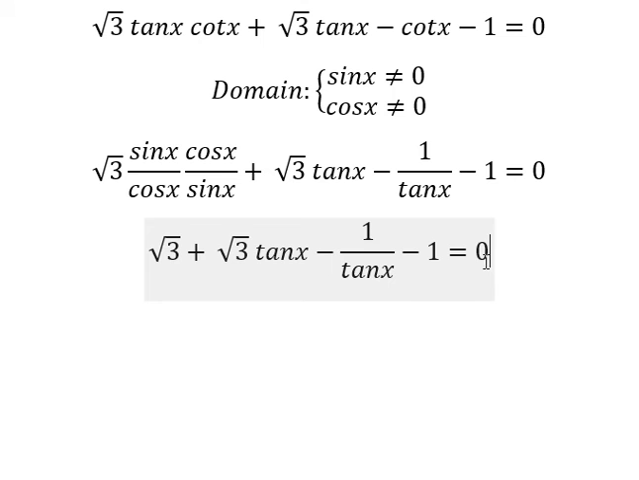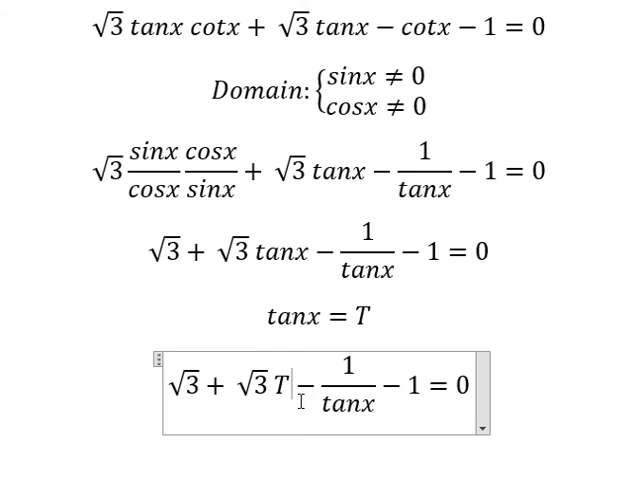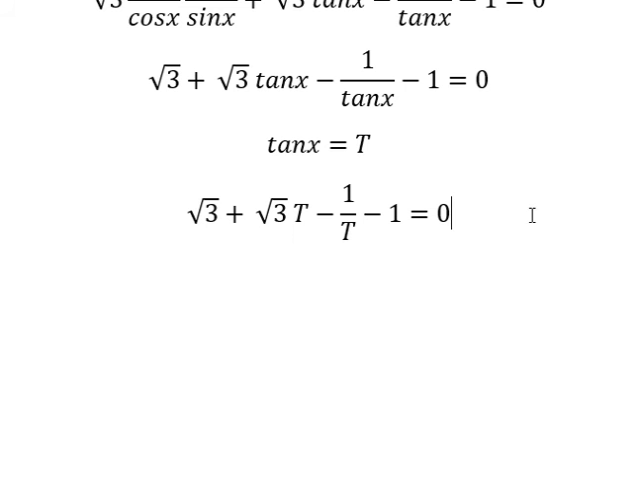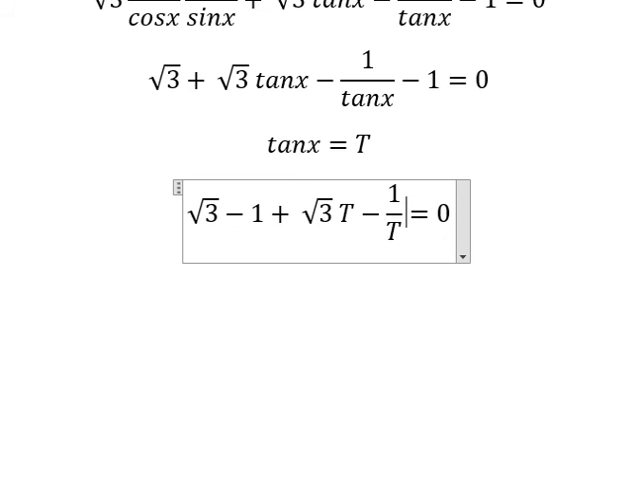And now I will put tan x as capital T. So we put T in here and T in here. Next, I will put negative number 1 next together. So I will multiply both sides by capital T.